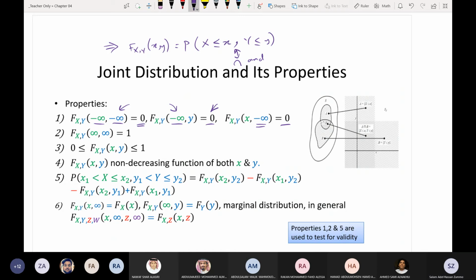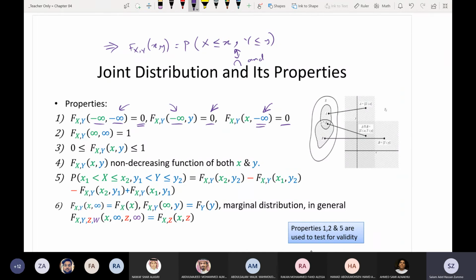Okay? Similarly, Y cannot be less than minus infinity. So F_XY(x, minus infinity) is equal to the probability that X is less than a specific number x and Y is less than minus infinity. But Y less than minus infinity is an impossible event. The intersection between an impossible event and any event is what?